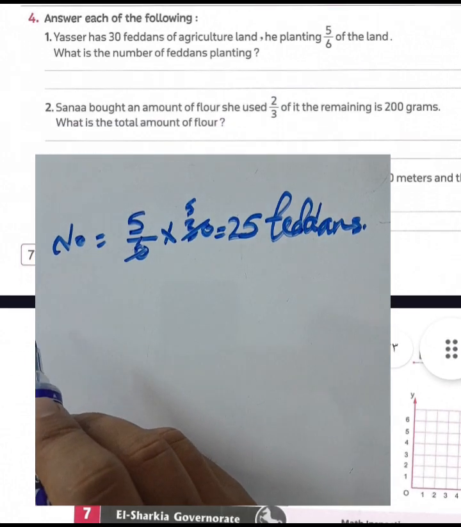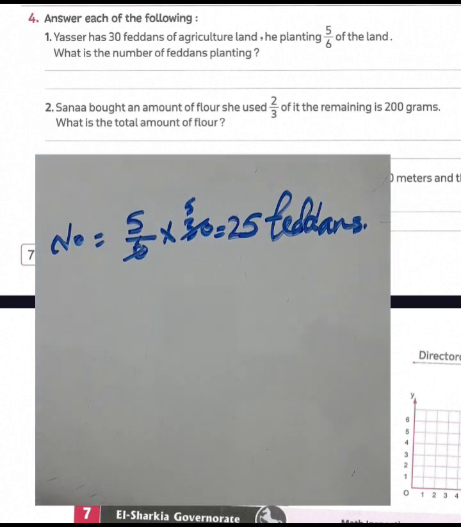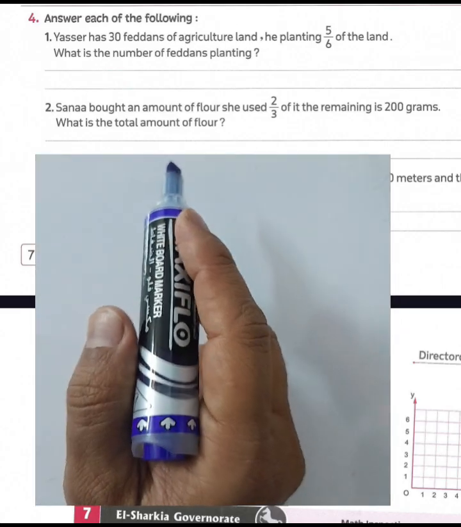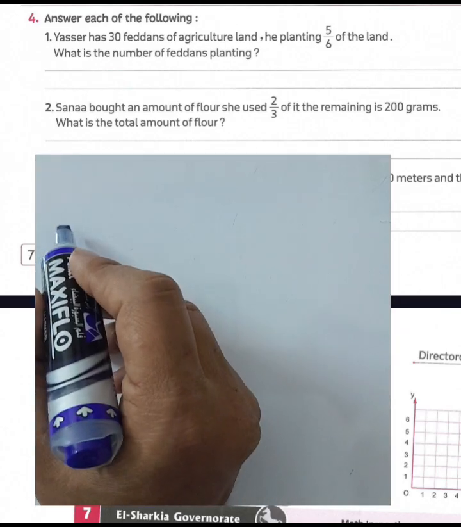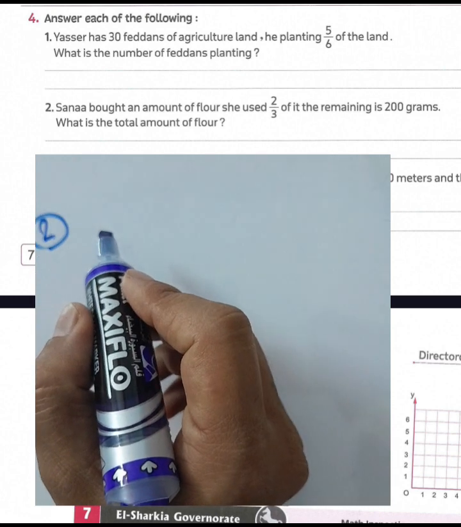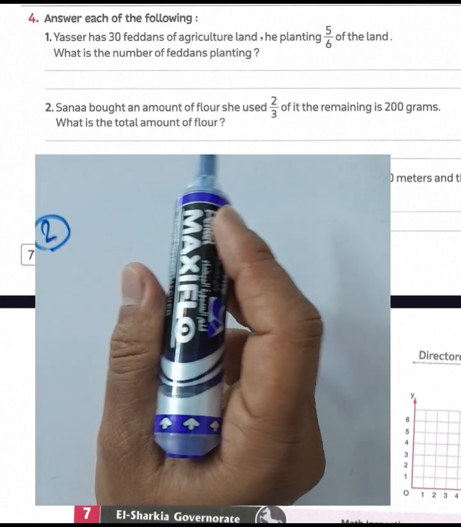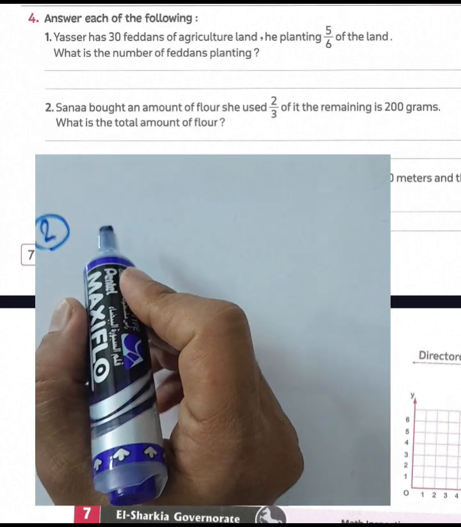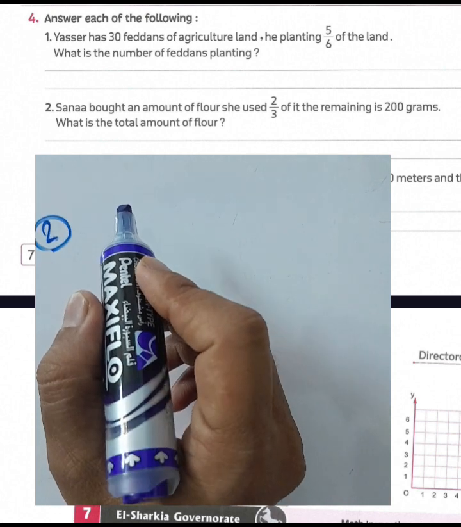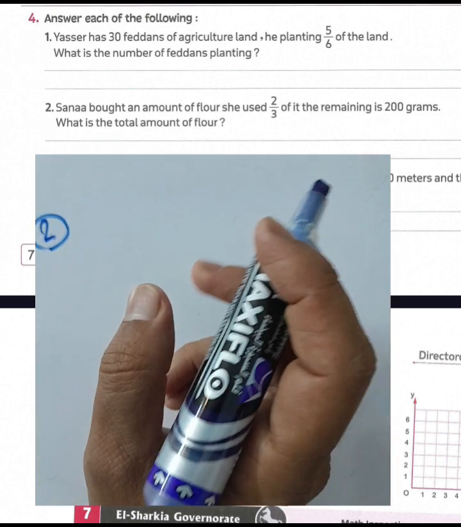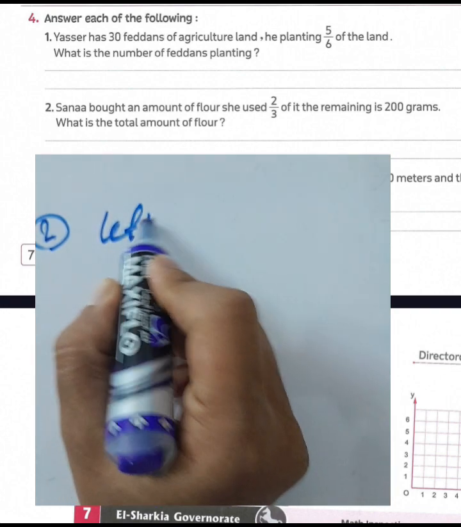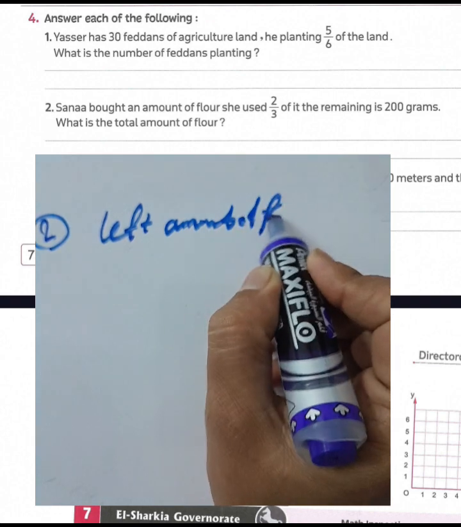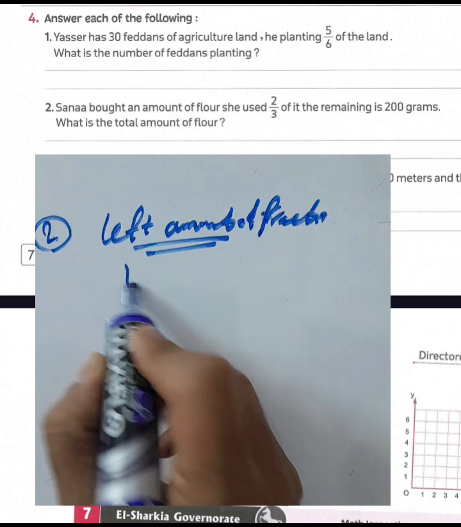Question number 2. Sana put an amount of flour. She used 2/3 of it, and the remainder is 200 gram. What is the total amount of flour? We can find the total amount by finding, as a first step, the fraction of the remainder. She put an amount of flour. She used 2/3 of it. We can find the remainder, or write the fraction that represents the left amount. The fraction of the left amount, we can write 1 subtract 2/3.